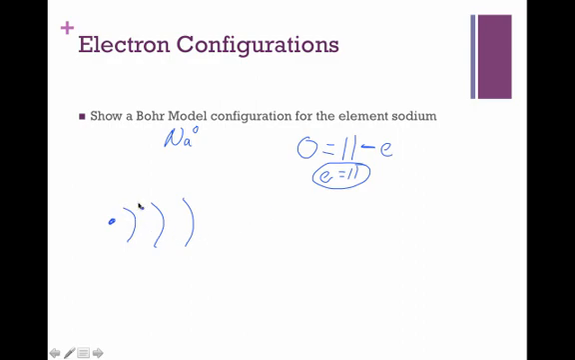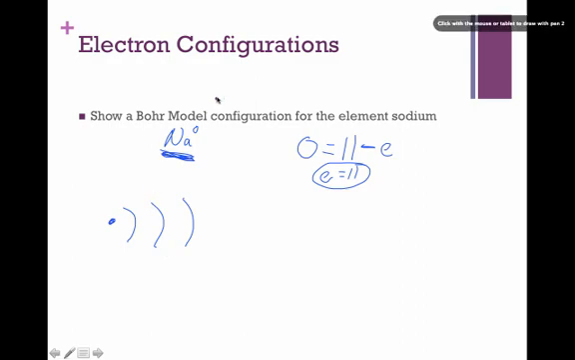Now, if you want to figure out how many rings you're going to work with, 11 electrons will tell you that. We can get 2 and 8 in the first 2 rings. That gets us to 10. One more would get us our 11. But you'll also notice on your periodic table that sodium is in the 3rd row. And if it's in the 3rd row, as we kind of already alluded to, it's going to require 3 rings.